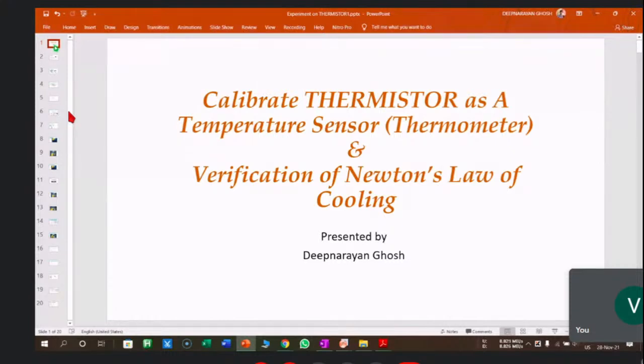I never knew that it works so well below room temperature. I had seen its calibration curve above room temperature, but he has done this by putting the thermistor in ice. So beautiful. I like this experiment. Wonderful.